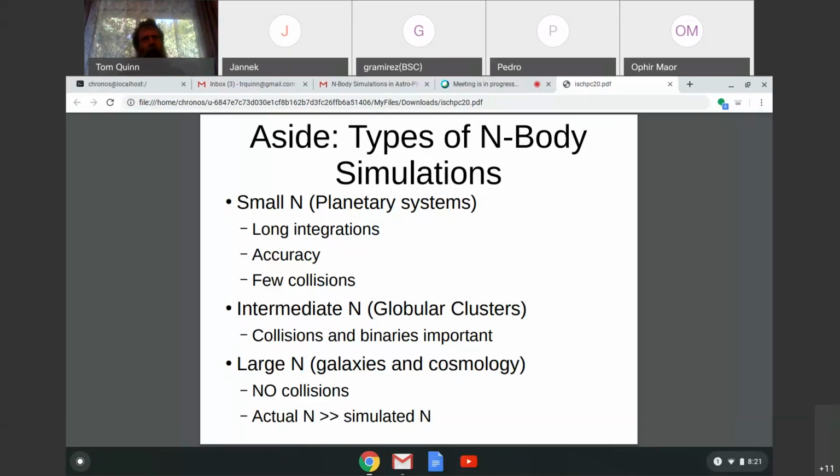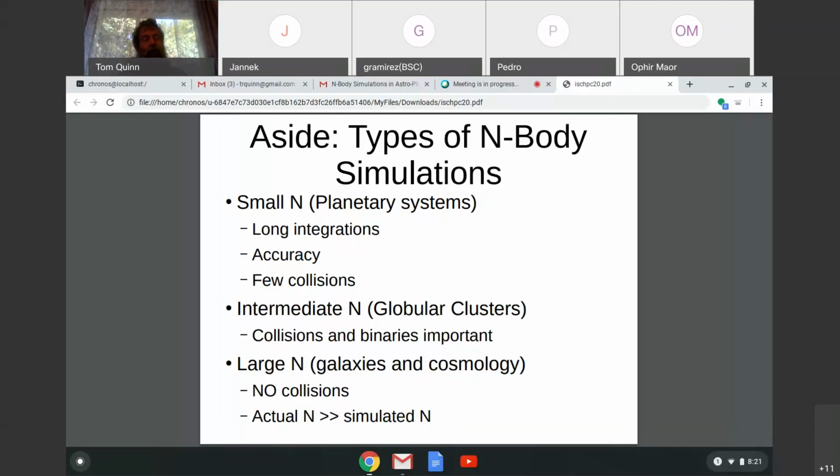In the intermediate end, there's a lot of work on objects like globular clusters, so star clusters, where N, the number of stars in a cluster, is anywhere from 10 to the 4 to a million. You're also following these things for gigayears, but the interactions between the individual stars in that situation are important. Binary stars are formed in globular clusters and dissolved.